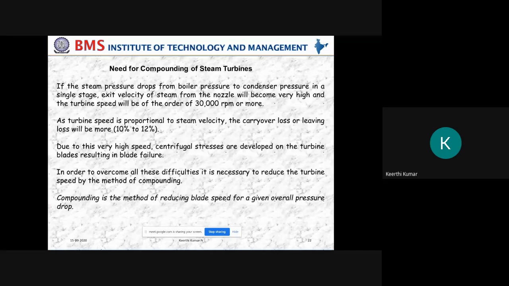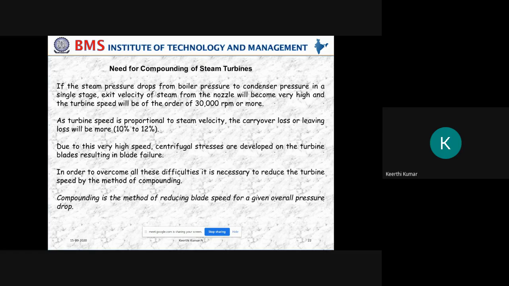So if I increase the number of stages, the steam velocity exiting from the turbine will be very low. That means the energy of the steam going out of the turbine will be less if I increase the number of compounding stages. That is what we require. Inlet velocity and pressure should be greater, and exit velocity and pressure should be less. That is what we expect in the turbine to get more efficiency. So to achieve that, I want to increase the number of stages rather than taking the energy of the steam in one stage. That is the need of compounding.